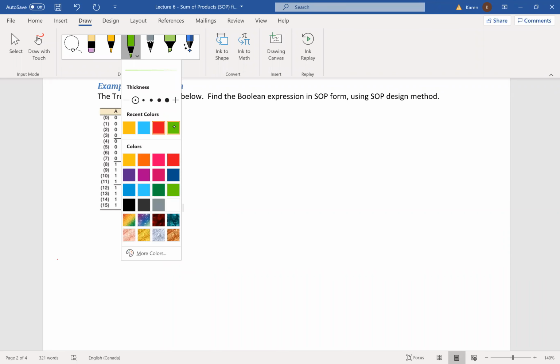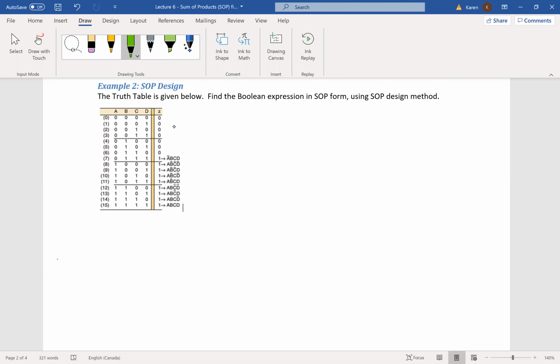The next step is to identify where the output is 1. So that is actually already done for us here. The output is 1 for all of these lines. The next step is wherever these outputs are 1, write the products. The products are the inputs. And wherever we see a 0, we are going to invert an input.